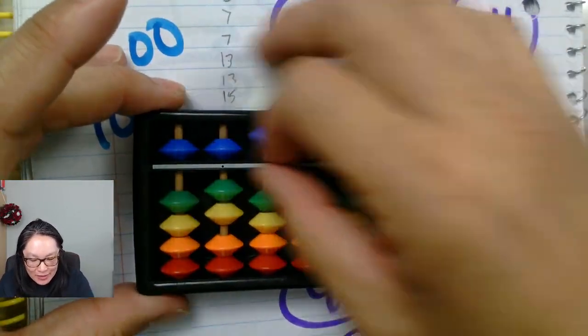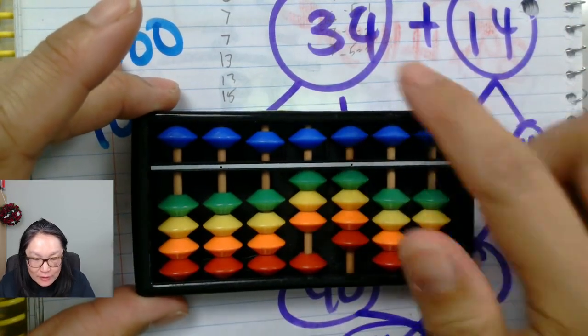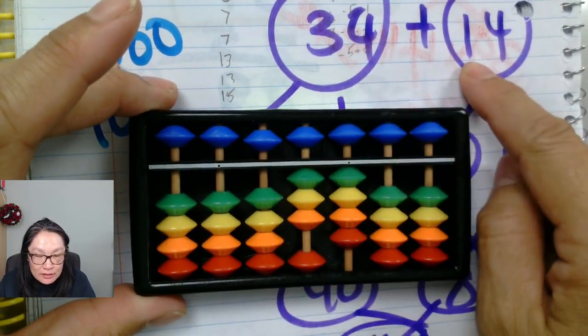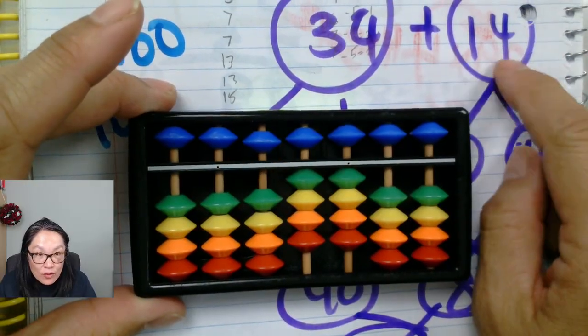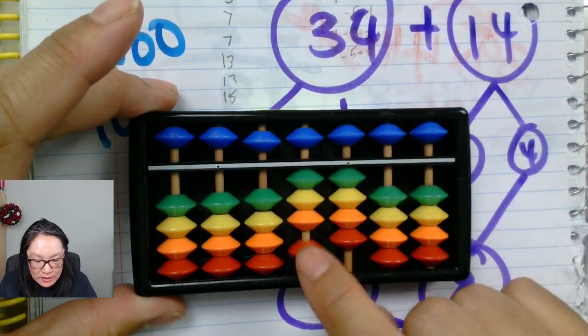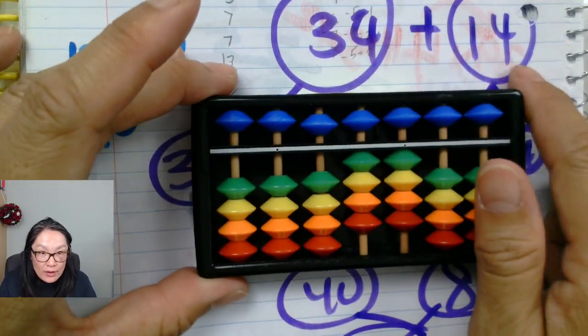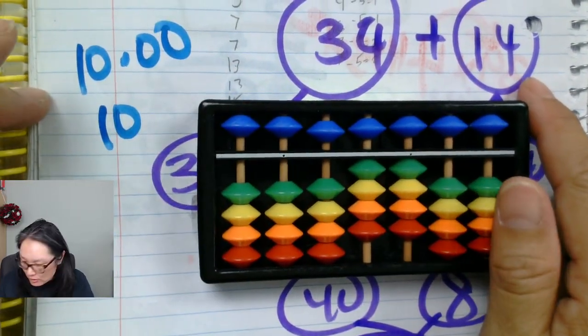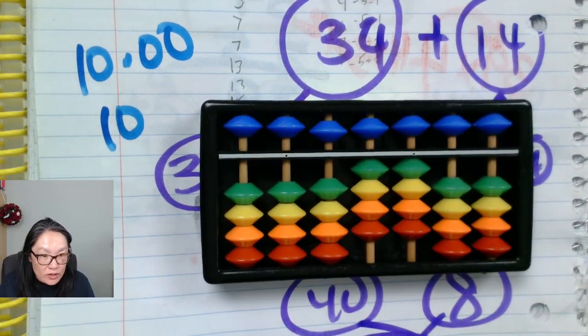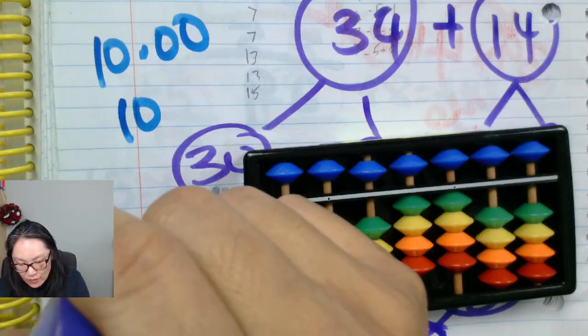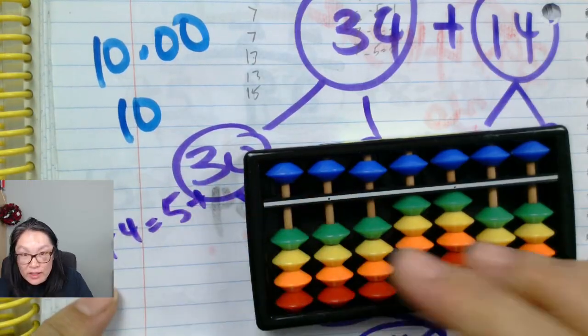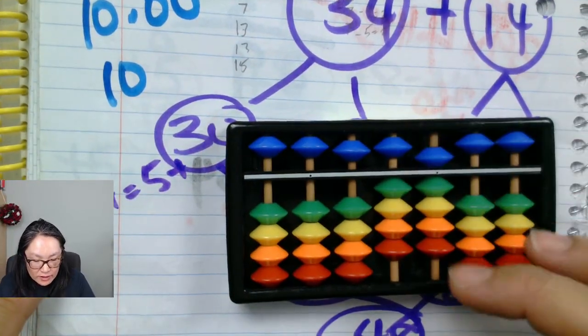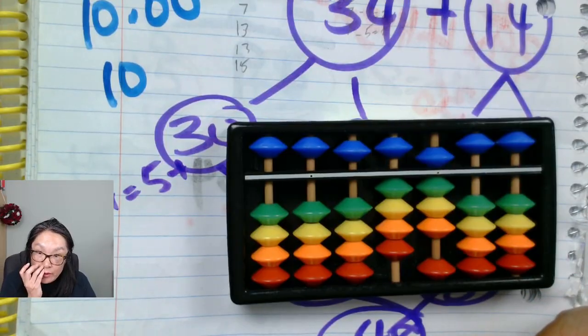If I did it on the abacus, 34 plus 30 plus 4. So plus the 10, and then plus the 4. How do we add the 4? We know how to add the 4. Plus 4 is equal to plus 5 minus 1. So I plus the 5, take away the 1. My final answer is 48.